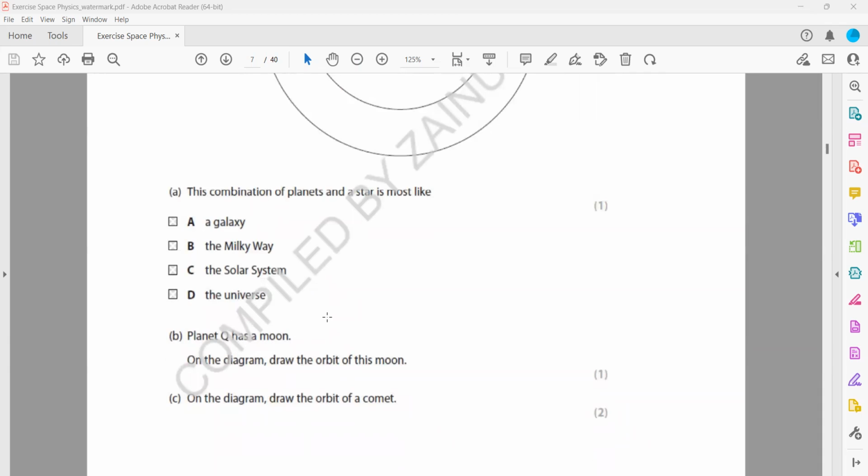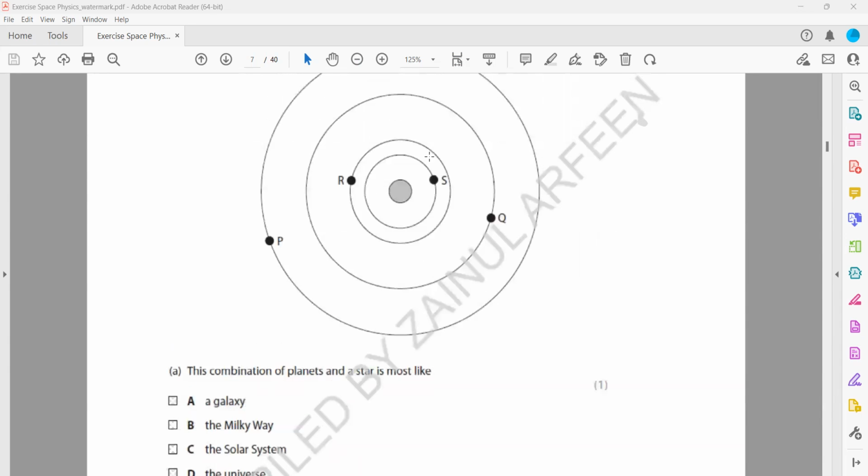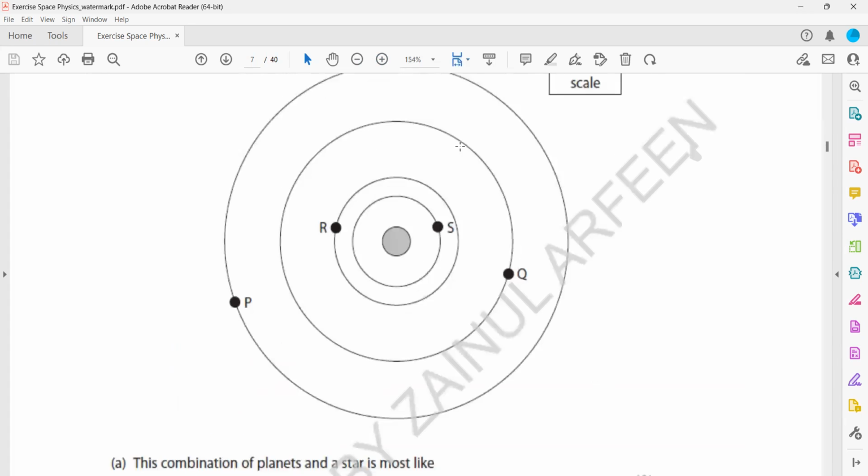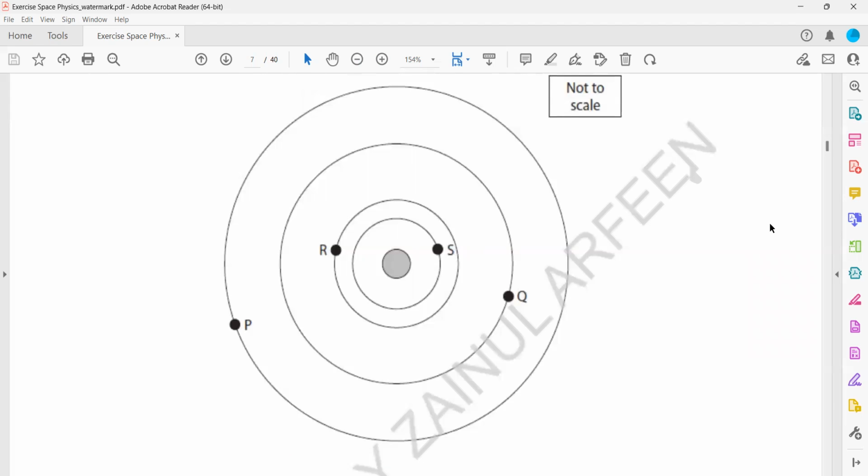Planet Q has a moon. On the diagram, draw the moon for planet Q. Use a screen annotation, draw the moon for planet Q. Draw the orbit of the moon for planet Q. Not the moon, the orbit of the moon, sorry.